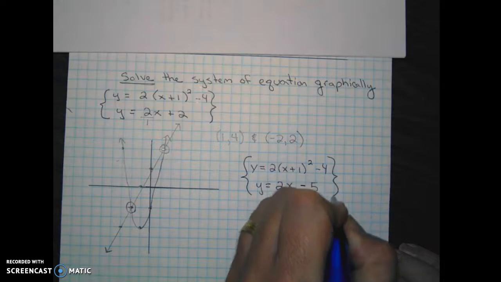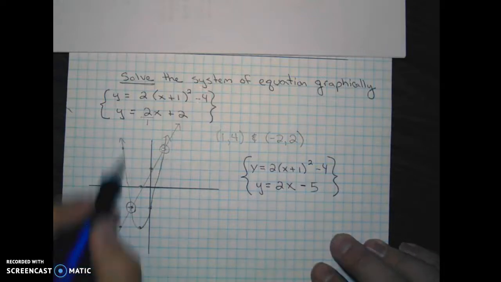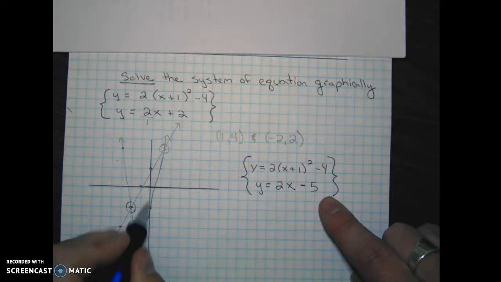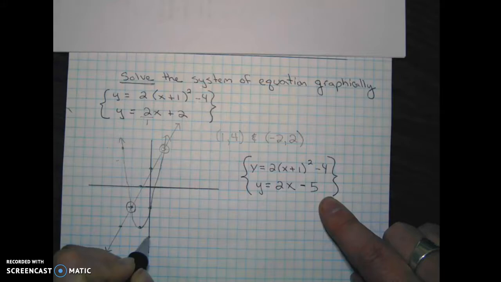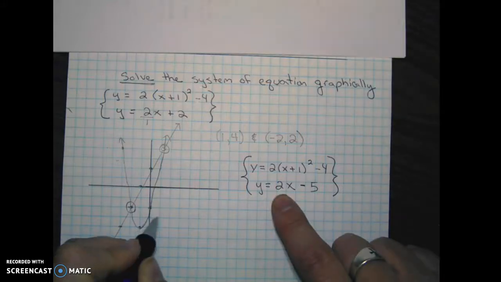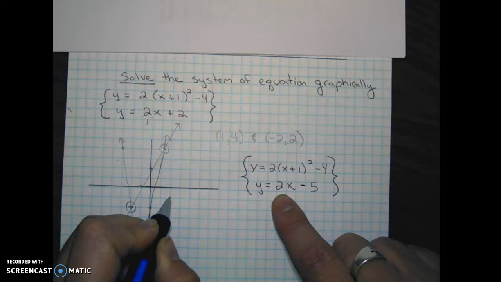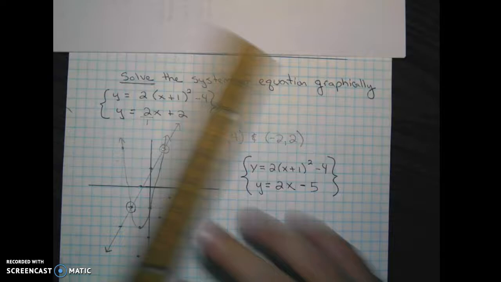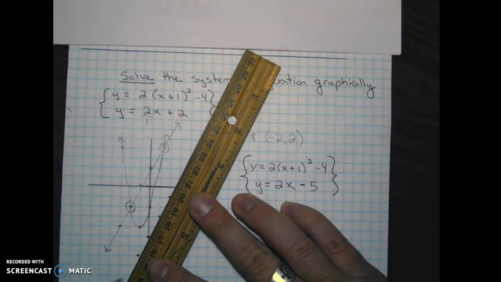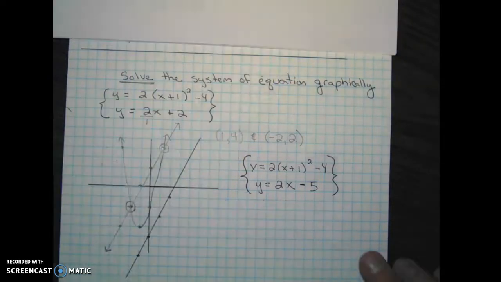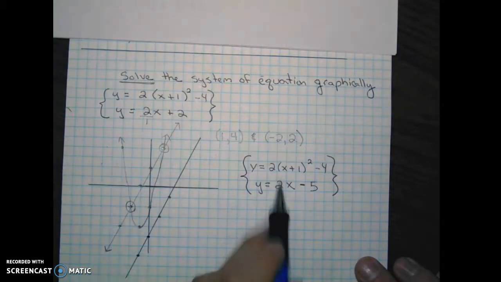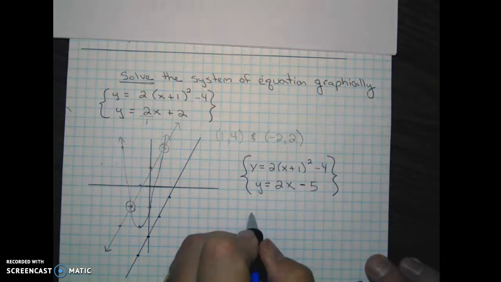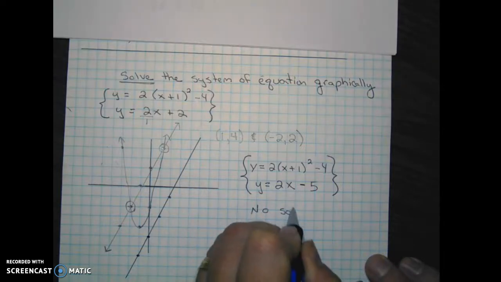So if I had this as a system, so again, this would give us that original parabola. And then this one, our starting point is at -5. Okay, applying the slope of 2, so rise 2, run 1, rise 2, run 1, and going the other direction, down 2, left 1. So notice that do these two equations intersect anywhere? They don't. So this answer would be no solution.